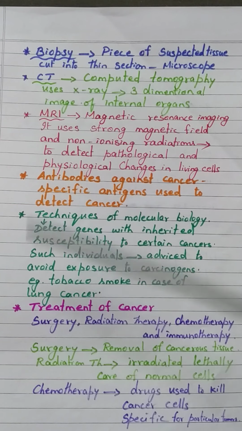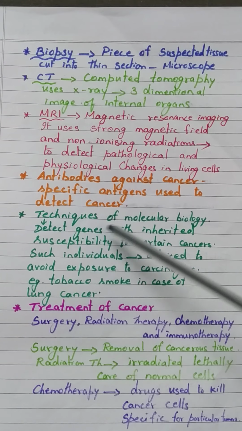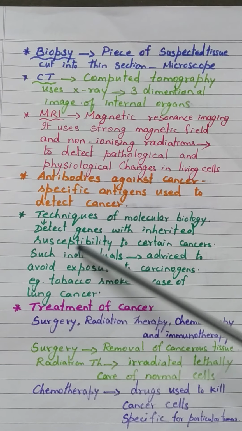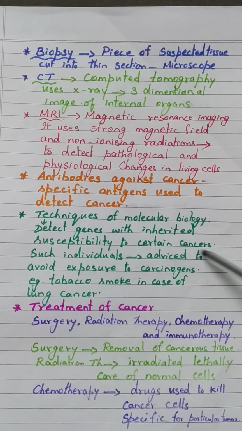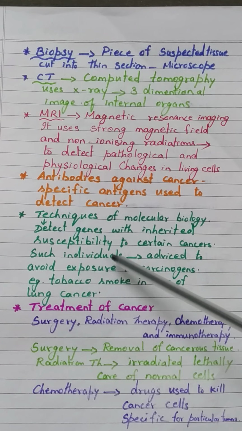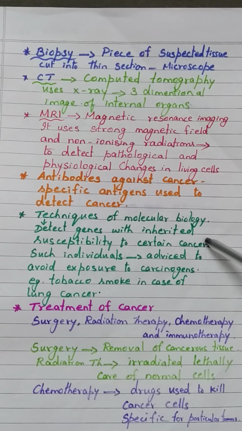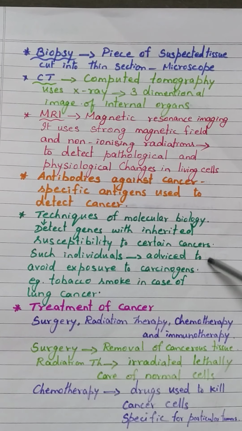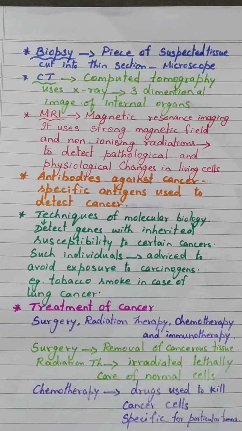And then one more technique, that is molecular biology. Techniques of molecular biology detect genes with inherited susceptibility to certain cancers. This biotechnology helps us to find out whether any cells will in future change into cancerous cells. So such individuals can be advised to avoid exposure to carcinogens like tobacco smoke in case of lung cancer. So the techniques of molecular biology help us to find out whether a cell in future will develop into a cancerous cell.